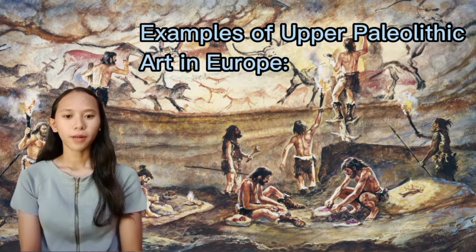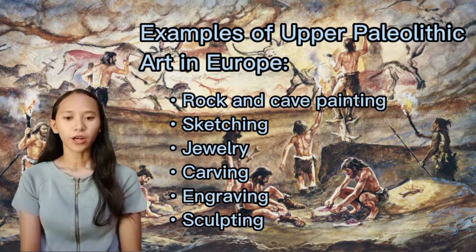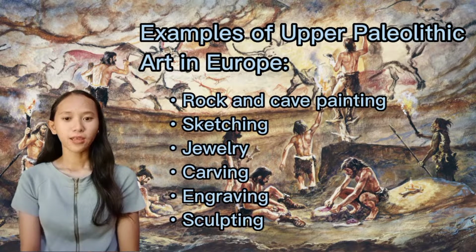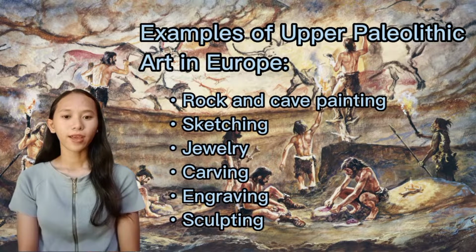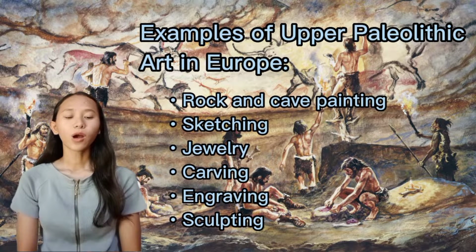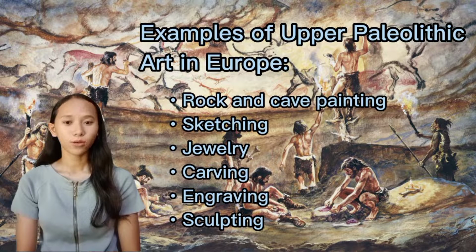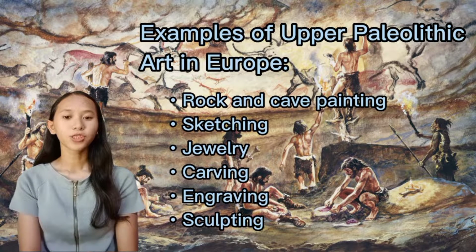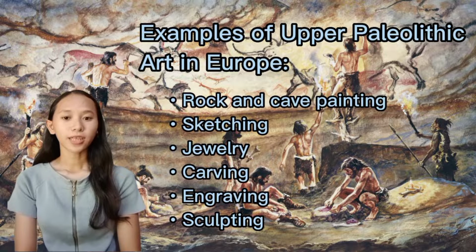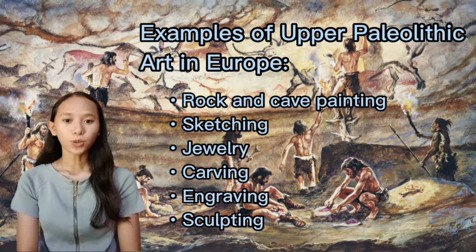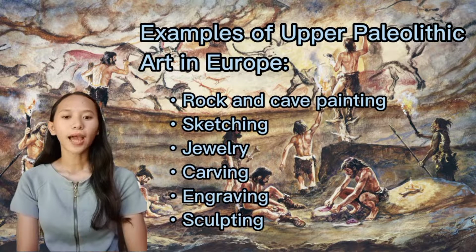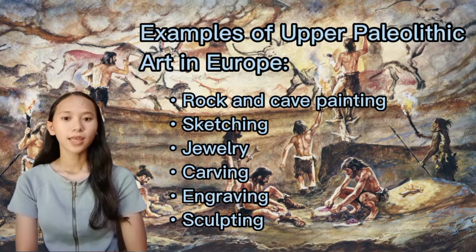Examples of Upper Paleolithic art in Europe are rock and cave painting, sketching, jewelry, carving, engraving, and sculpting. There were also musical instruments like flutes, as well as sculptures made of clay, antler segments, bones, stones, and ivory, such as the Venus figurines. Functional items including spear throwers, perforated batons, and lights were also embellished.